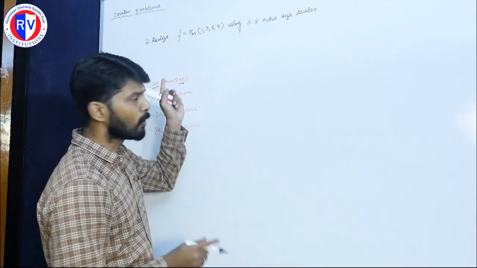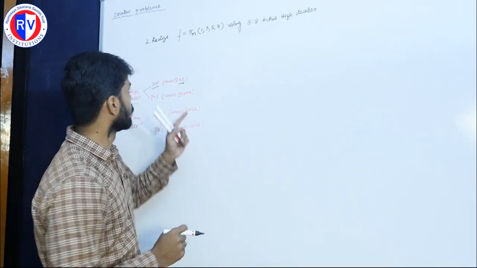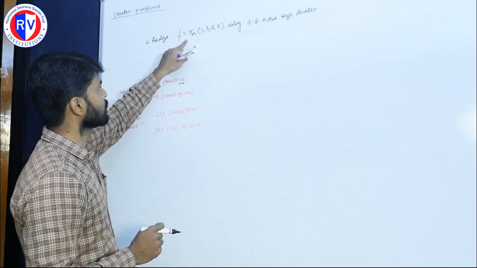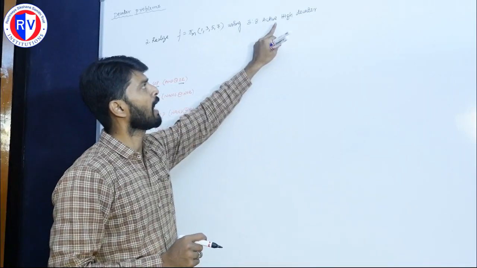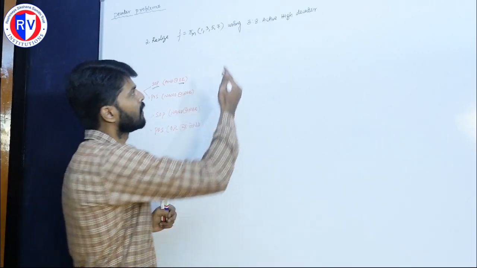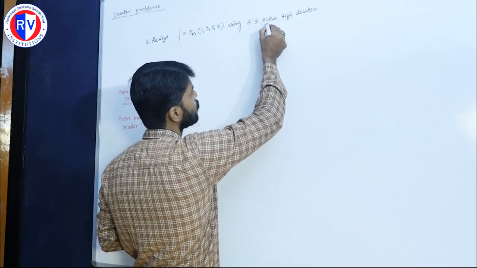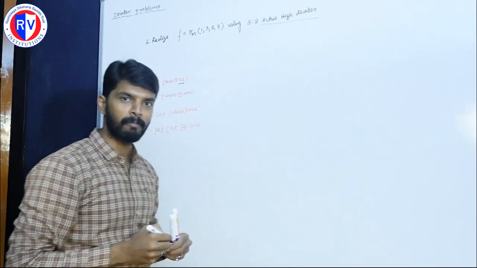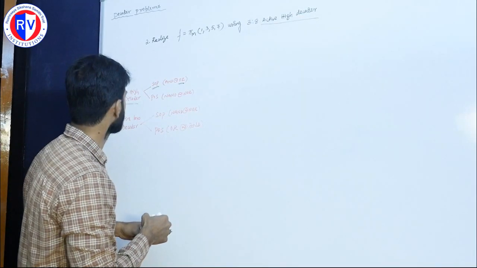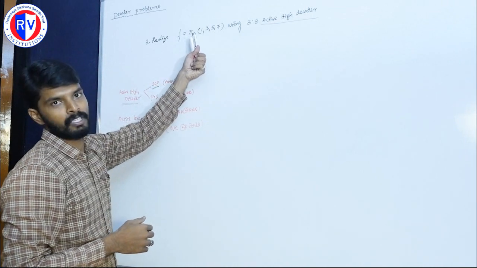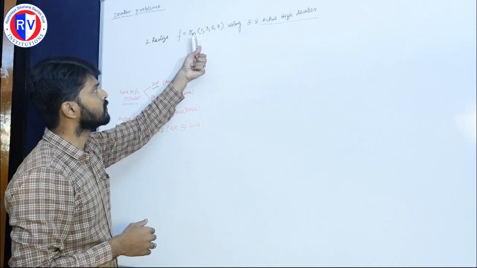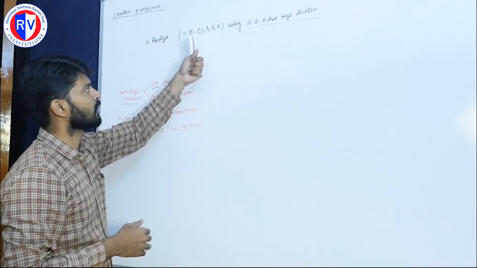This is one more problem, the second problem related to the decoder. The given problem is to realize f equal to pi m 1 3 5 7 using a 3:8 active high decoder. Here, which decoder we need to use, they have already specified in the problem: active high decoder. And what is this? This is the POS equation. If I want to design a POS equation, which gate do I need to use?